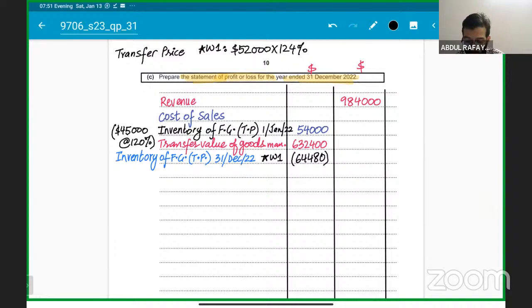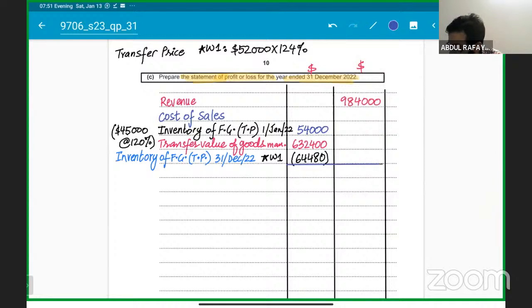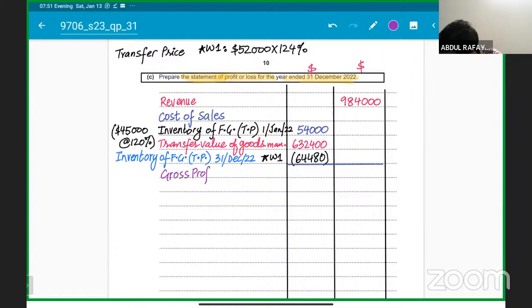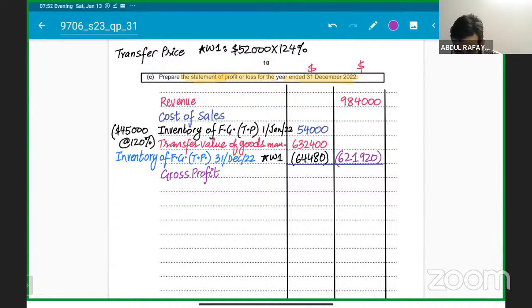Any questions? With this, you will get the gross profit, which is the trading profit as well. You can say the trading profit or the gross profit. 54,000 plus 632,400 minus 64,480 gives the cost of sales. Everyone following? I'm getting this as 621,920. We subtract this from 984,000. I'm getting the answer as 362,080. Okay, 362,080.